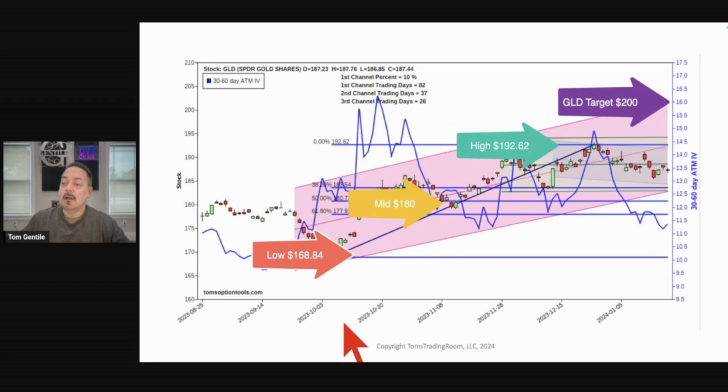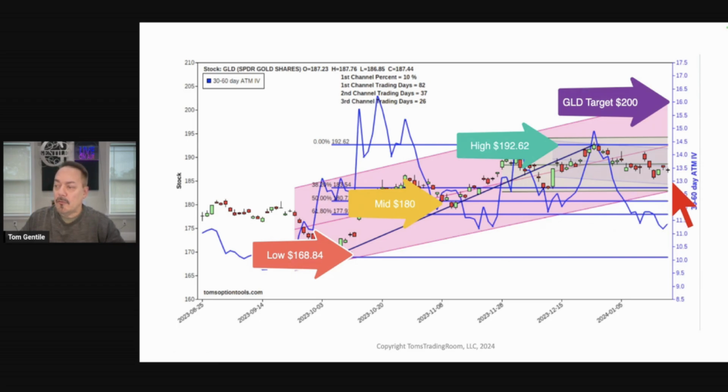commodity. It's gold. Gold hit a low of 168.84 back in October. Since then, had a nice run up past the mids at 180 to the highs of 192.62. That was right about the end of December. Since then, we've had a slight pullback. And we're kind of sitting now below the 187 half mark.